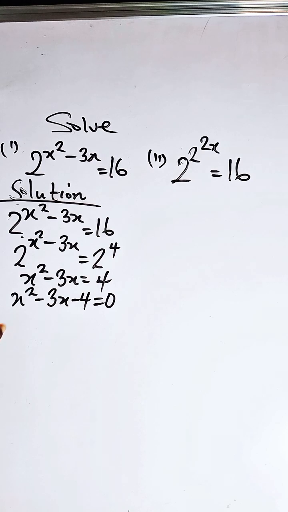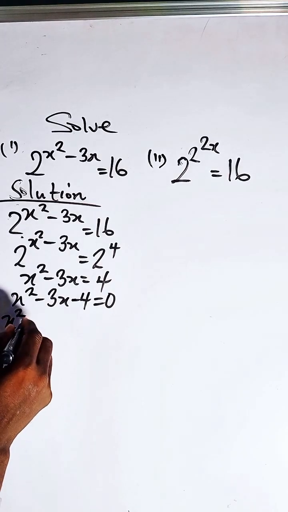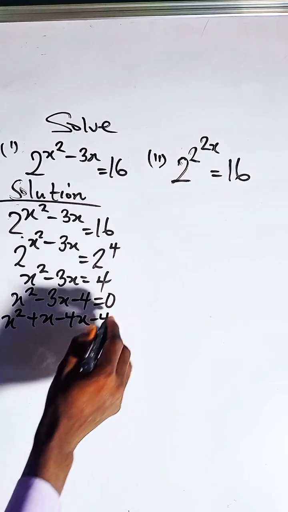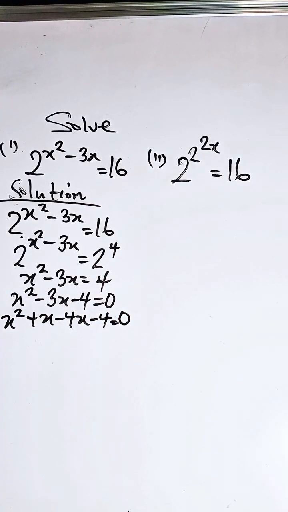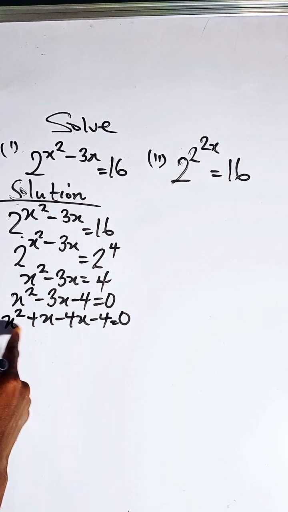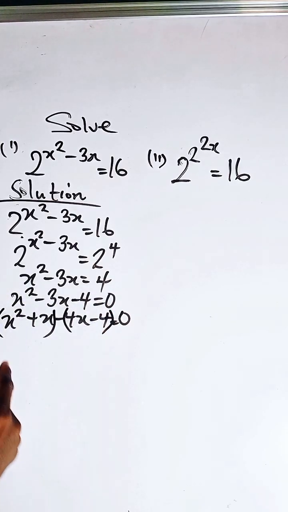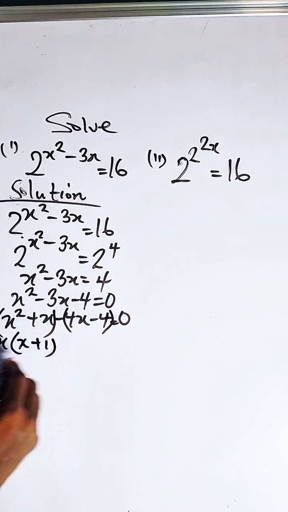So we can factorize this. When we factorize, we have x squared plus x minus 4x minus 4 equals 0. Now we group this and look for the common factor. So let's group this first. x is common, so we can use x to factor out the first group. So we have x into x plus 1.